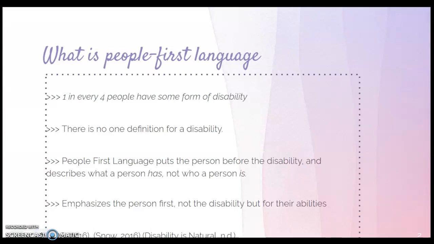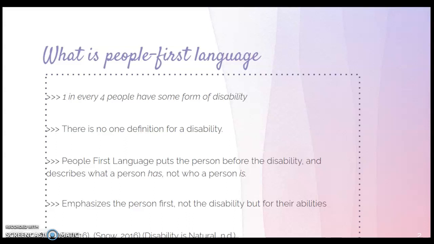When you think of special education, you think of disabilities and the students that need assistance. And the crazy thing is that 1 in every 4 people have some form of disability. Now, when you think about this, it's hard to put a true definition to what a disability is. And the thing is, there isn't one. There is not one true definition for what a disability is.